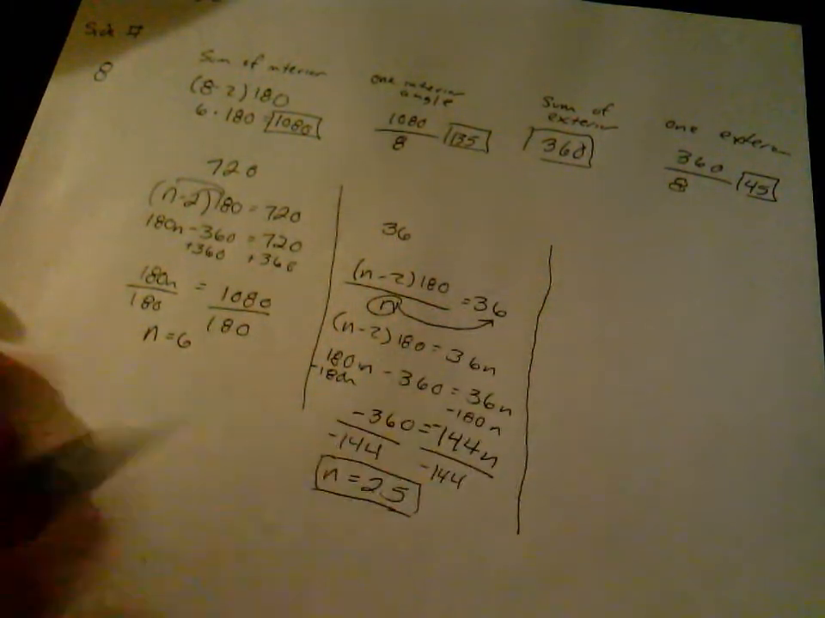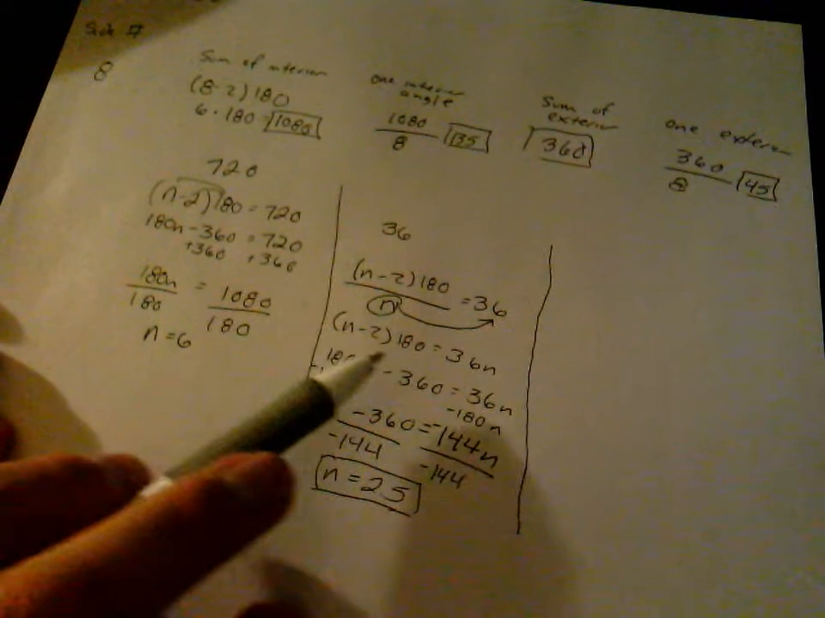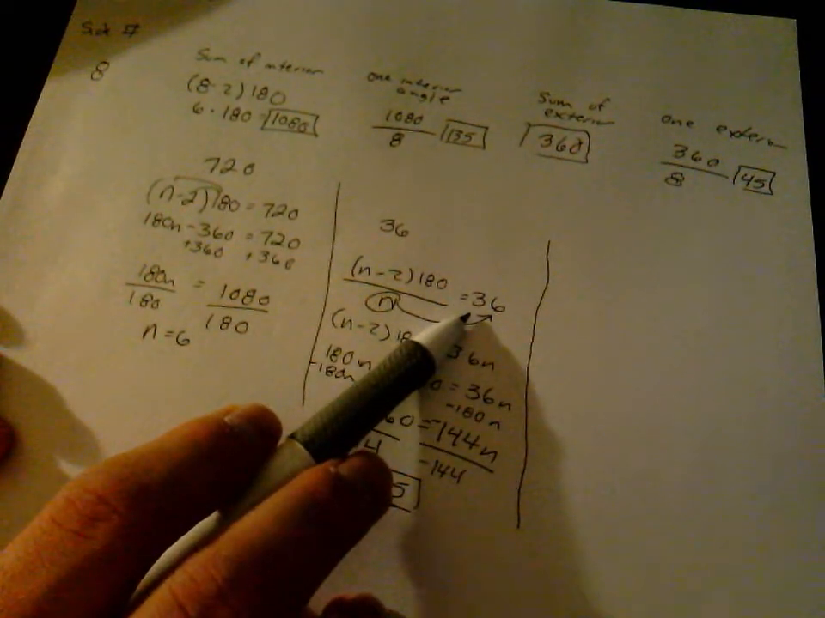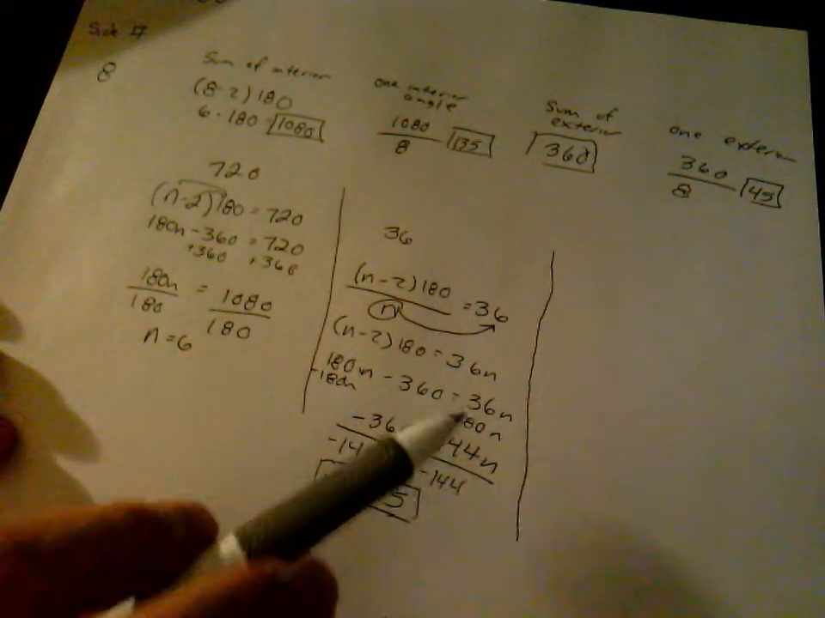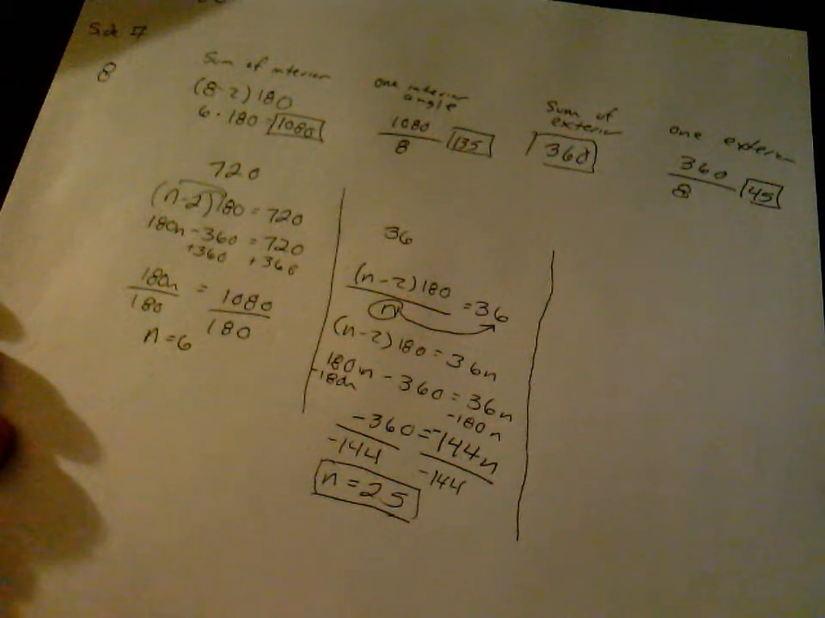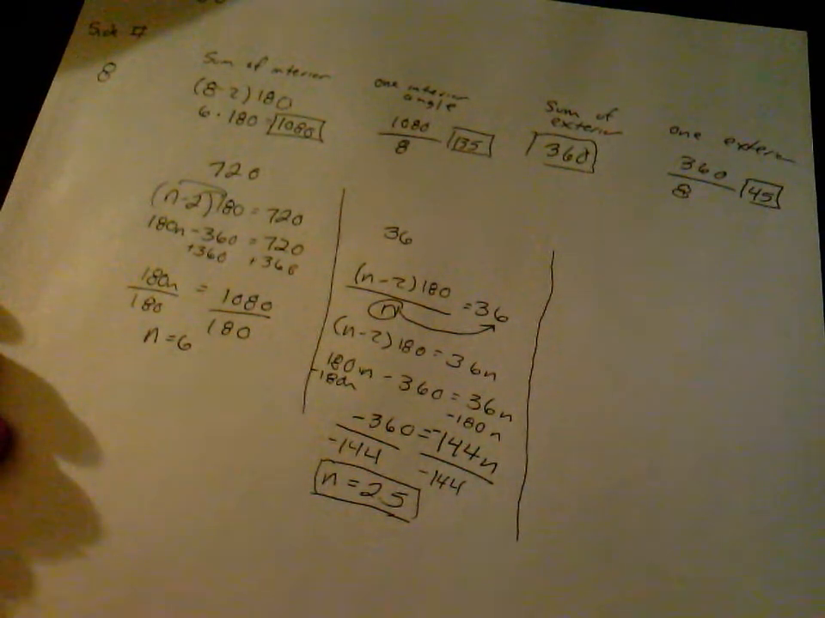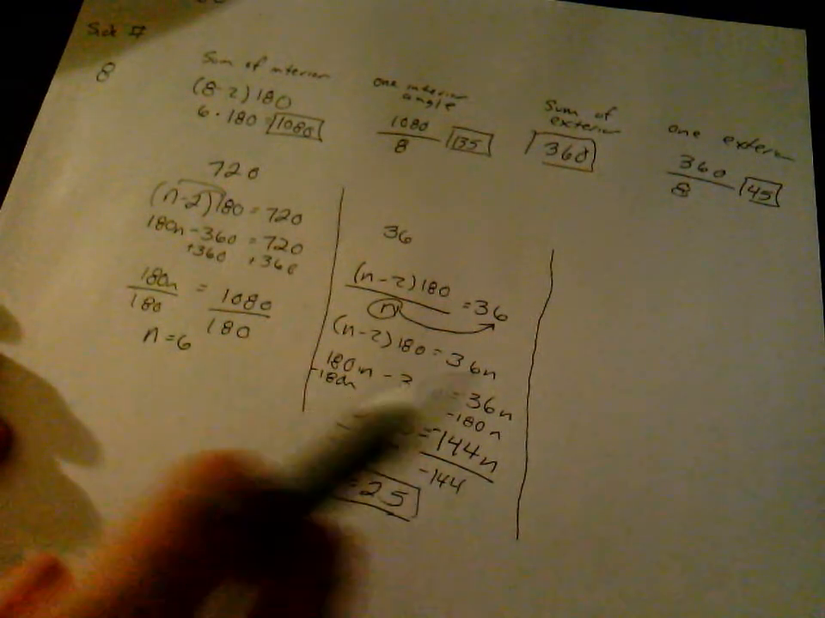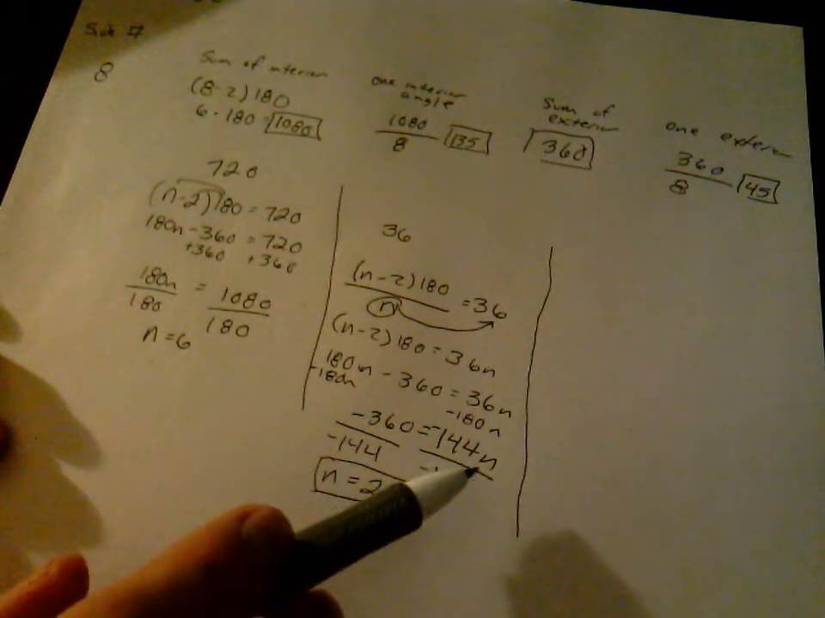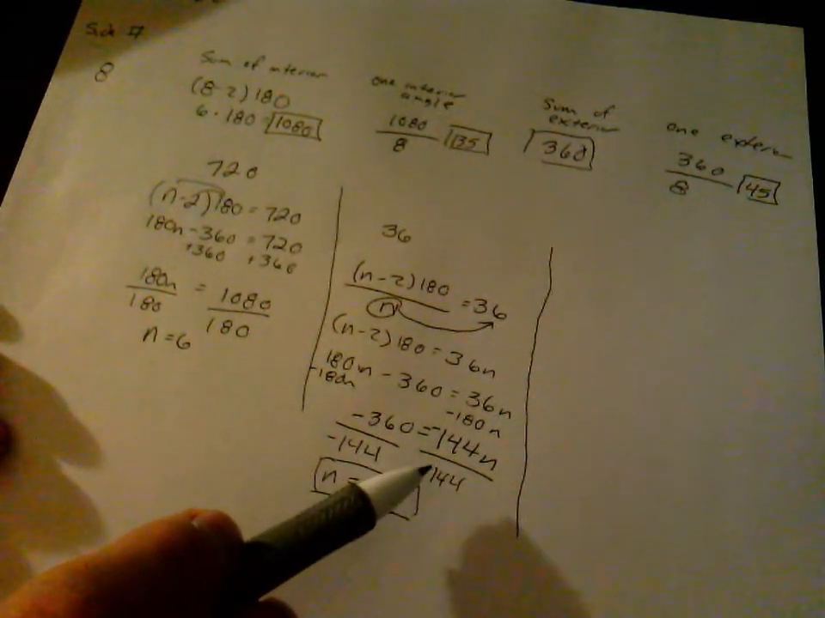Same process every time. All you're doing is just switching the numbers. So let's say it was 80. Instead of having the 36 here, you're just changing it to 80 all the way down, and you do the same exact process. You're always going to be subtracting the 180 on both sides, and then you're going to be dividing by whatever negative number you end up with.